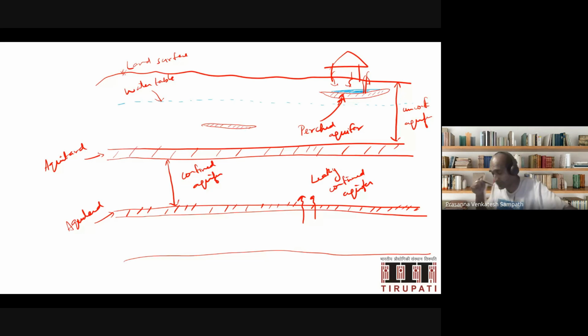Okay, thank you very much. That's a very interesting way of putting it. A perched aquifer is also an unconfined aquifer. And a leaky confined aquifer, as you said, is also a confined aquifer with a little bit of leakage, right? Thank you. That was an interesting insight. I never thought of a perched aquifer as an unconfined aquifer. Absolutely correct. Any other questions? Okay, so let's move on.